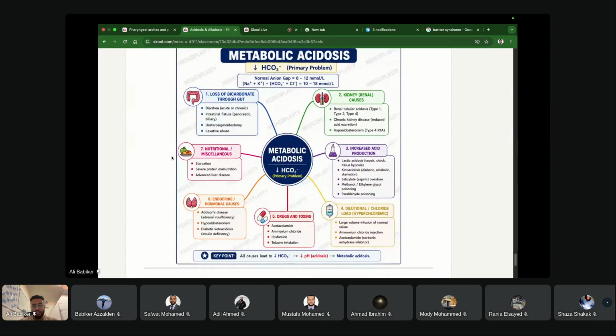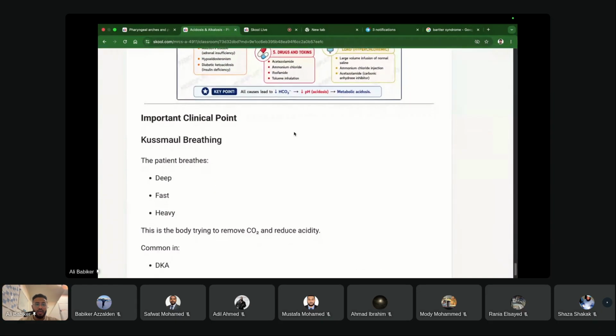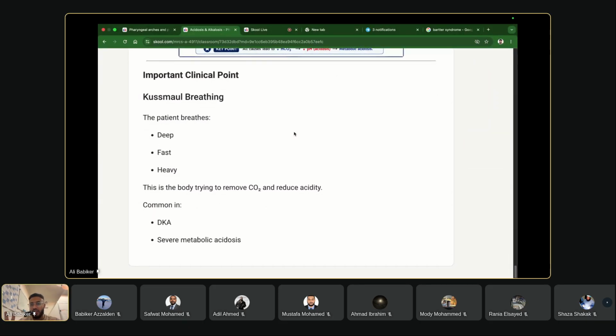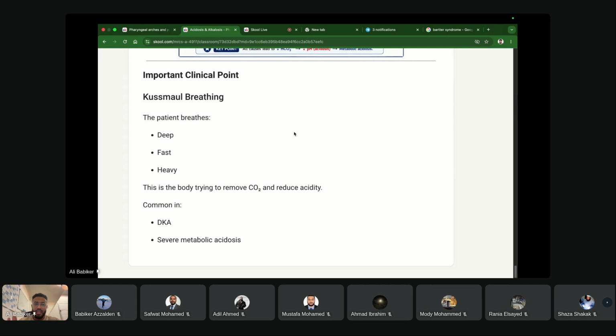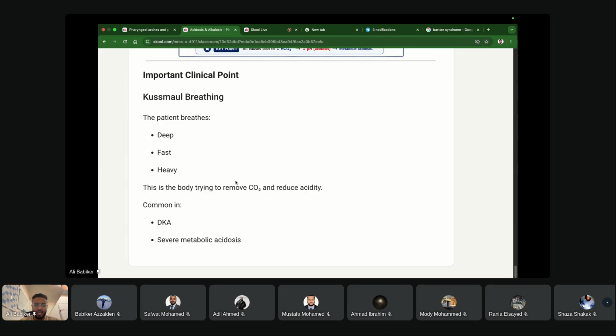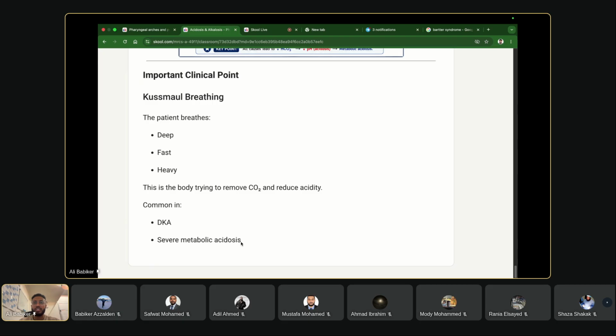Okay. Metabolic acidosis. This is the image. All right. Kussmaul breathing, for whatever reason they like to ask about it. The patient breathes deep, fast, and heavy. This is the body trying to remove CO2 and reduce acidity, common in DKA and severe metabolic acidosis.